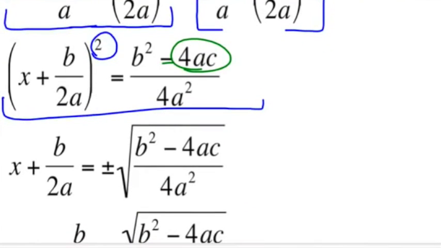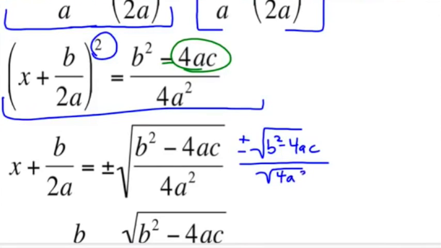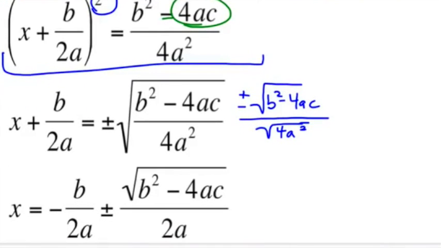As I take the square root of both sides, I'm left on the left-hand side with x plus b over 2a equals plus or minus the square root of b squared minus 4ac all over 4a squared, which really means I have plus or minus the square root of b squared minus 4ac over the square root of 4a squared, which I can still simplify even further to get the square root of b squared minus 4ac over 2a.